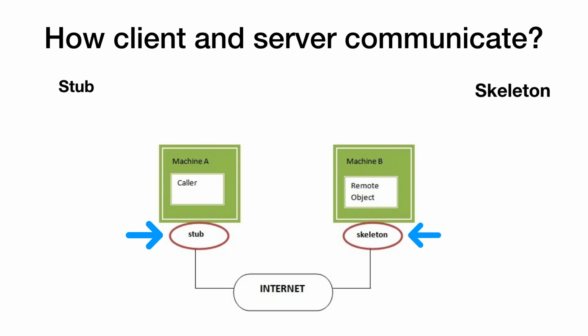What is a stub? A stub is an object which acts as a gateway for the client side. All outgoing requests are routed through it. What is a skeleton then? A skeleton is an object which acts as a gateway for the server side. All incoming requests are routed through it.